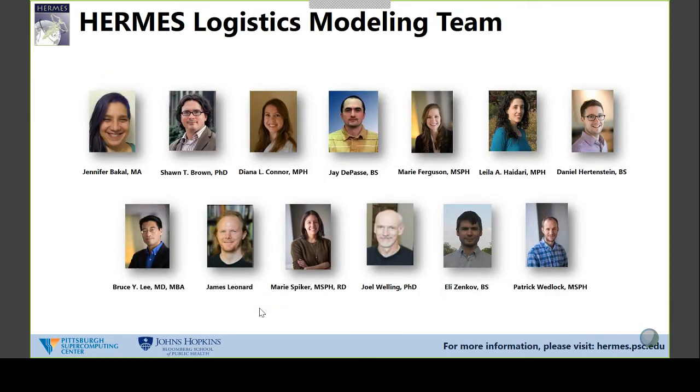Here's the Hermes logistics modeling team. Just a couple people to call out. Jen Bacall and Jay DePasse are also in my group. We're in the previous slide. We have a number of people from Johns Hopkins University, including Marie Ferguson, Daniel Herdenstein, Patrick Wedlock, and Marie Spiker, who are great and do a lot of the modeling. Our coordinator, of course, we couldn't do it without, Leila Haidari, who we hear from in a little bit with a Hermes project. And Joel Welling is actually the primary author of the software that we're using and is a longtime researcher here at the PSC.